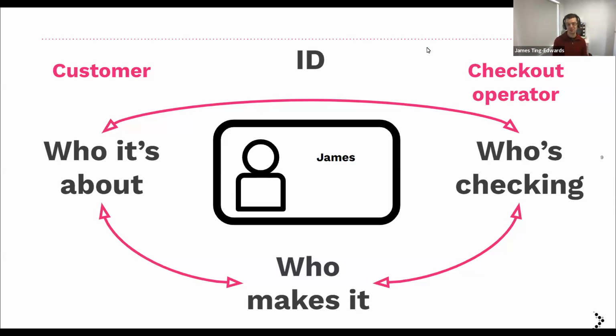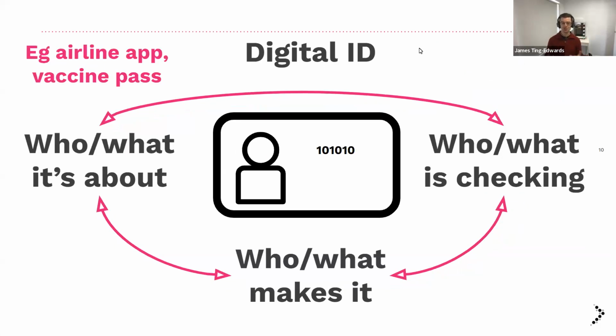So if you go to the next slide, Michael, what's distinctive about digital ID? And the first thing is, instead of a name, it's got digital representations. I'm kind of flagging that with the zeros and ones.